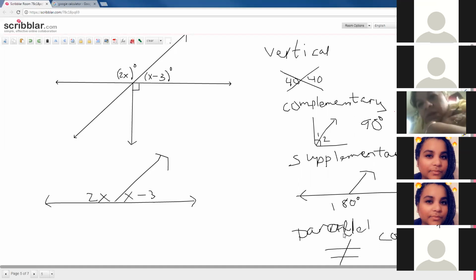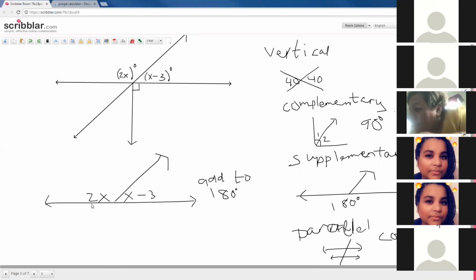Parallel? So parallel, we needed two lines that don't cross and then a third. It's the top of the parallel, but it's not the entire thing. Supplementary, good. So this is supplementary. This is adding to 180. So that's the first step with any geometry question, is just figuring out which one it is. There's a lot of different situations. So now we know this should add to 180.